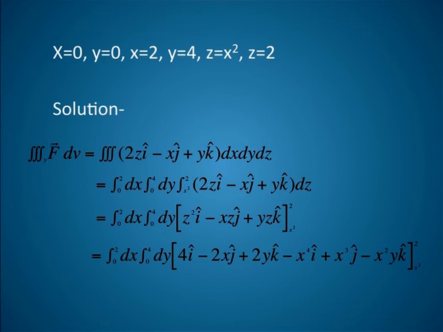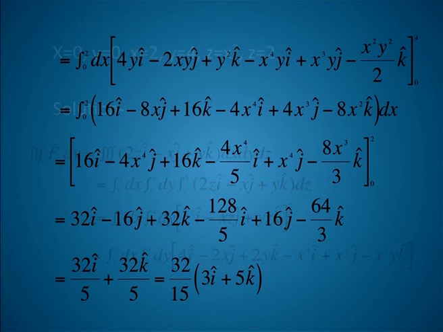The triple integral over V of f dV becomes the triple integral of 2z i minus x j plus y k, integrated with respect to x, y and z respectively. Then its limits become integral 0 to 2 for dx, integral 0 to 4 for dy, integral from x square to 2 for dz, and on simplification this integral becomes 32 upon 15 times 3i plus 5k, that is a vector constant.